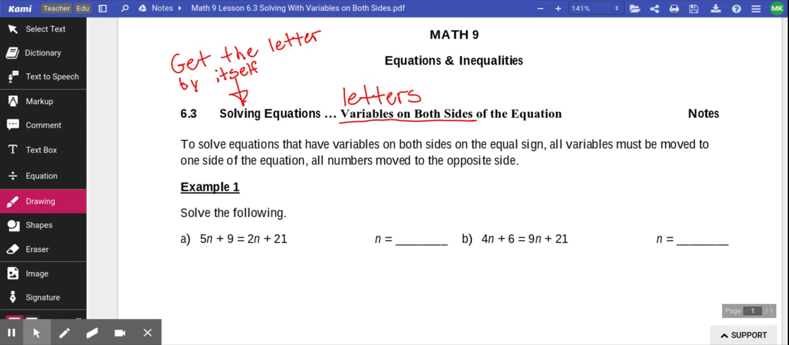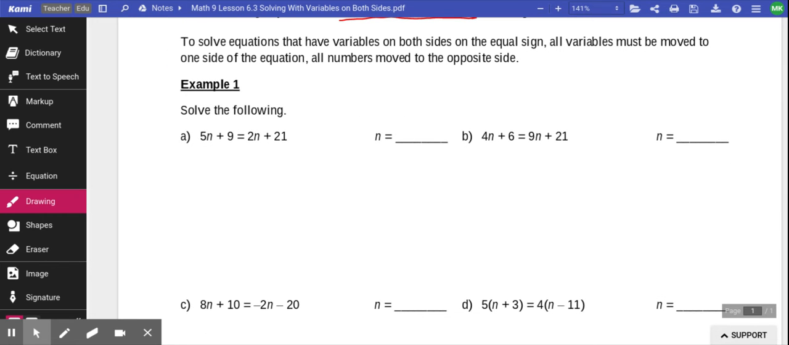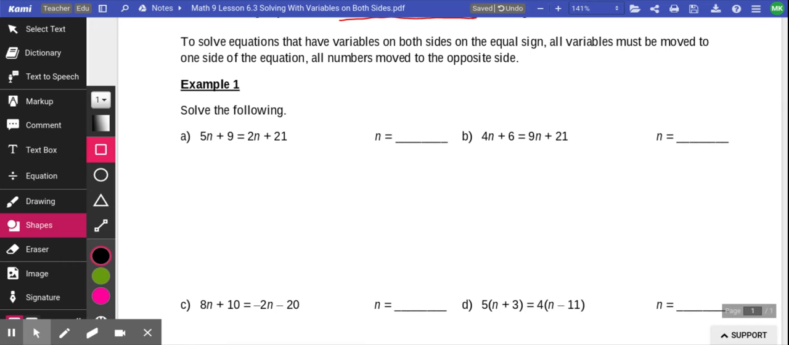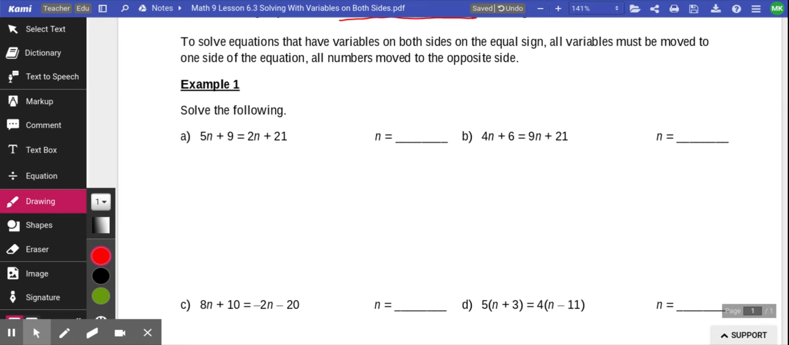To show you what I mean, if you look down at example 1, we have this polynomial, 5n plus 9, equals this binomial over here. And you'll notice that the letter n, the variable, is on both sides of the equation. When that happens, my strategy is the first thing I want to do is get all the letters on one side of the equation. So I either want these 5 n's to move to the other side, or I want these 2 n's to get to the other side. But I somehow want to join them together and get them both on the same side of the equal sign.